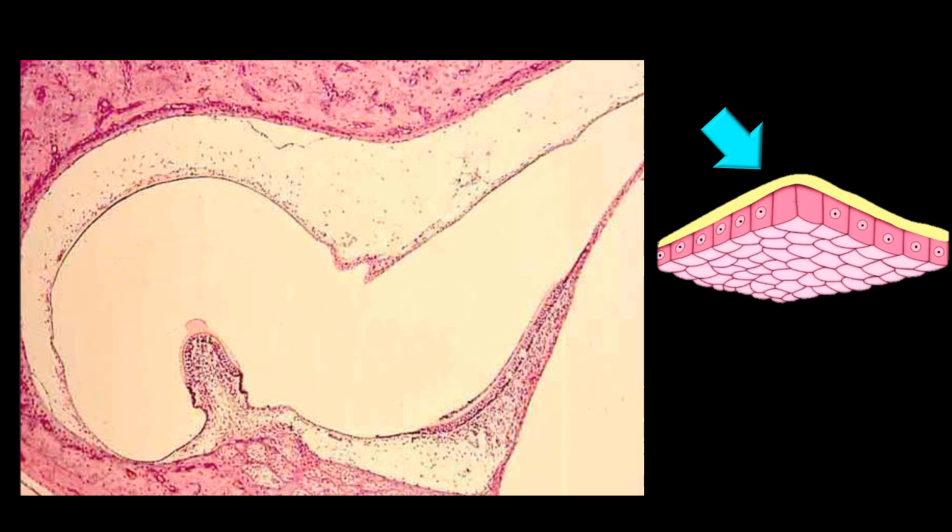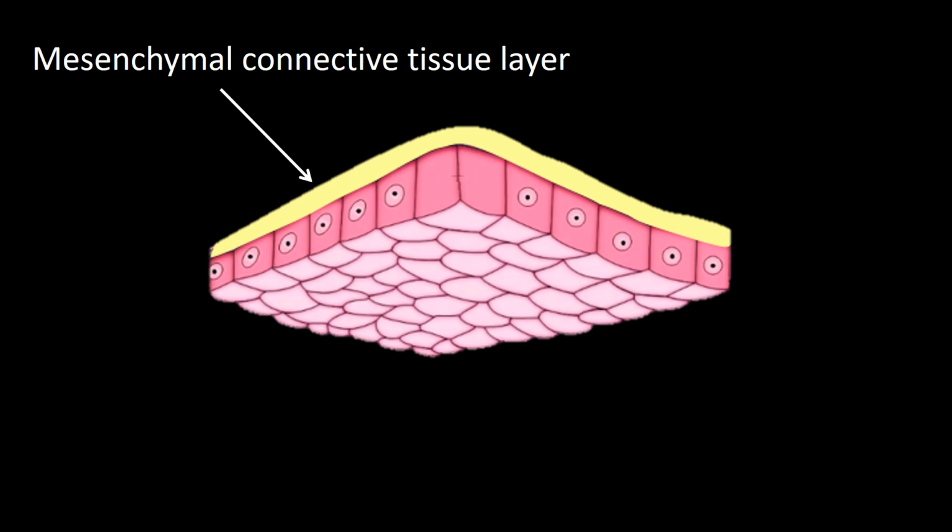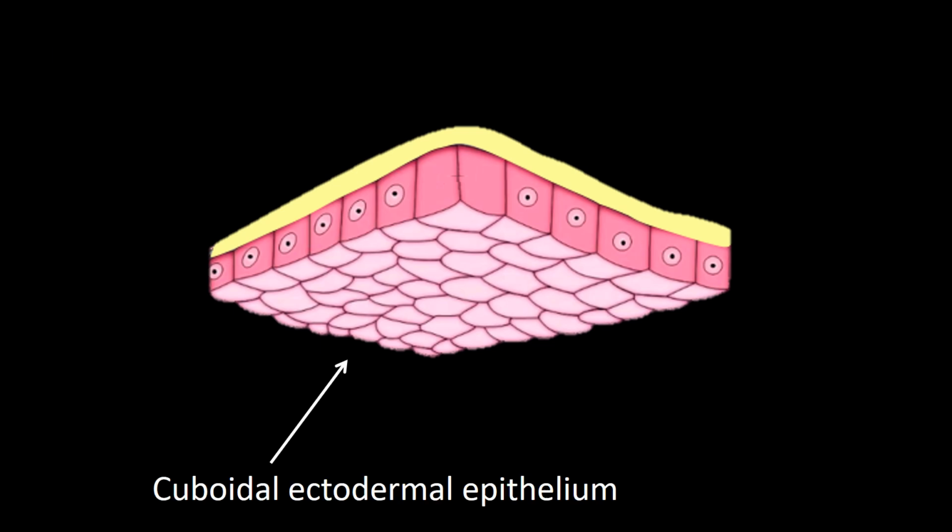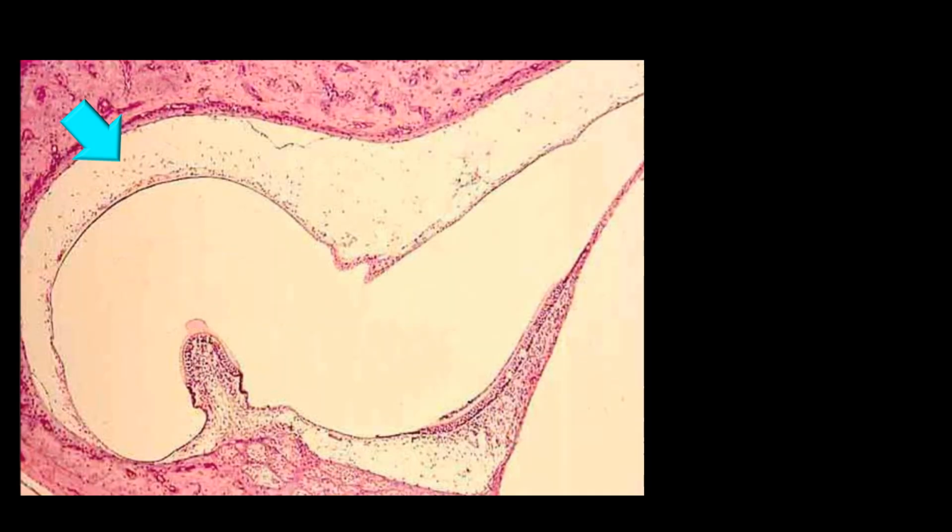The membranous labyrinth consists of a mesenchymal connective tissue layer and another layer of cuboidal ectodermal epithelium. This is the space between the bony labyrinth and the membranous labyrinth. In it, as you know, we find the perilymph. The space inside the membranous labyrinth is occupied by the endolymph. The arrow points now to the cuboidal ectodermal epithelium.